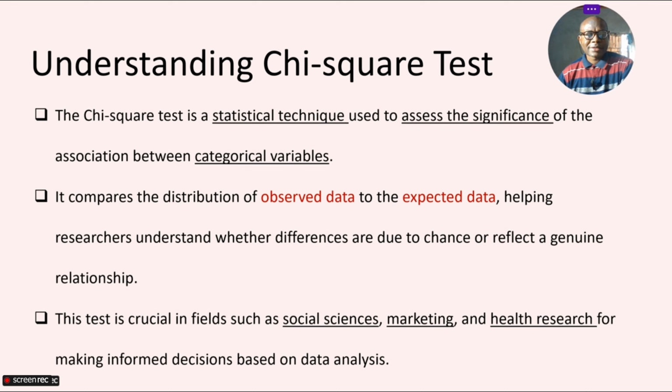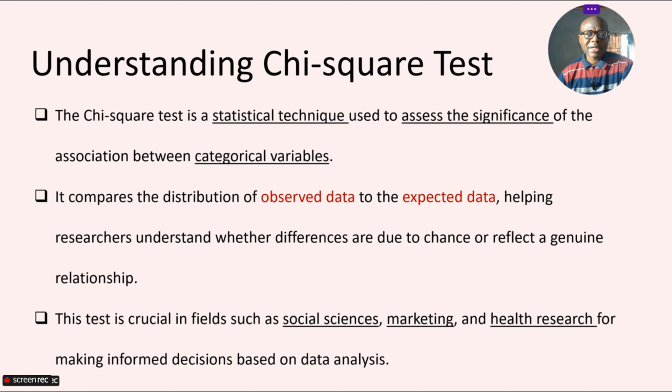And the idea is that it tries to compare observed data distribution and the expected distribution. The expected data distribution is like a model that we want to check if our observed data distribution actually aligns with. So the idea is to help researchers to understand whether the difference we are seeing between these two types of distributions is due to chance or it actually reflects an authentic relationship between the two variables.